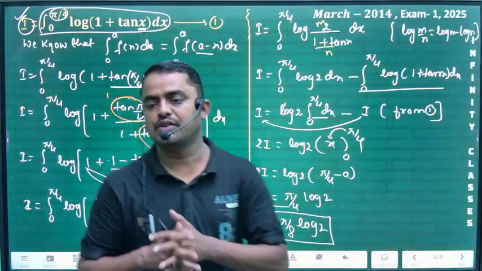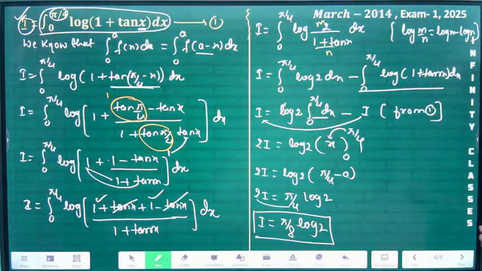So this is the final answer for this problem: I is equal to 5π/8 log 2. Pause the video and note it down. It's a very simple and easy problem. We just have to follow the steps.